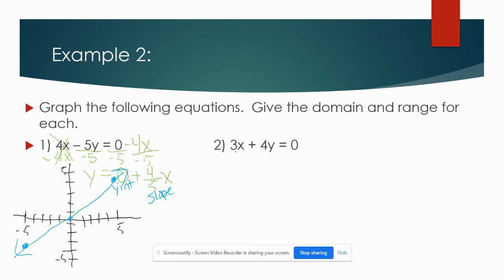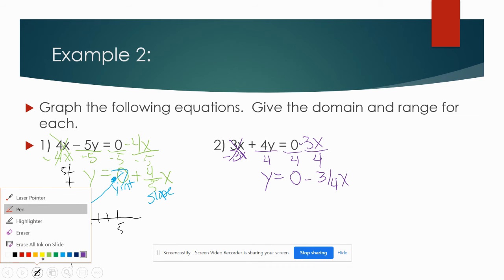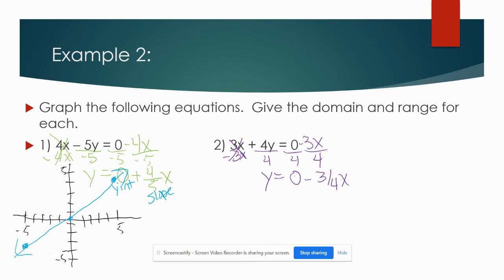Same thing over here for number 2. Subtracting 3x, and then divide everything by 4. So this gives us 1y is equal to 0 minus 3/4 x. This is our y-intercept. This is our slope, our rise over run.